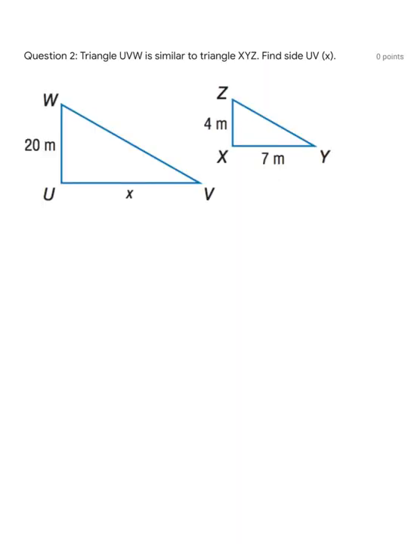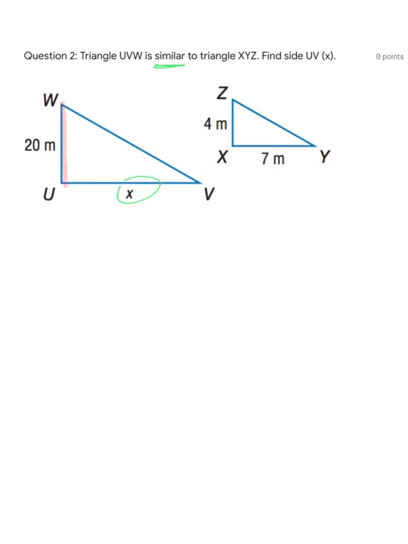For our second problem in the Google form, we have triangle UVW is similar to triangle XYZ. So find that UV side, in other words, solve for x. Now once again, they're telling us the triangles are similar, so we know the ratios of corresponding sides are equal. We're going to use that to help us solve for x. So we have two sets of corresponding sides here we're going to use.